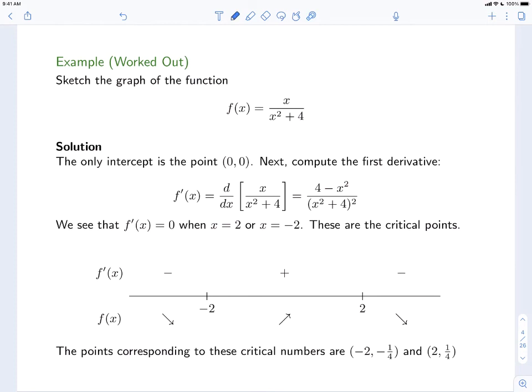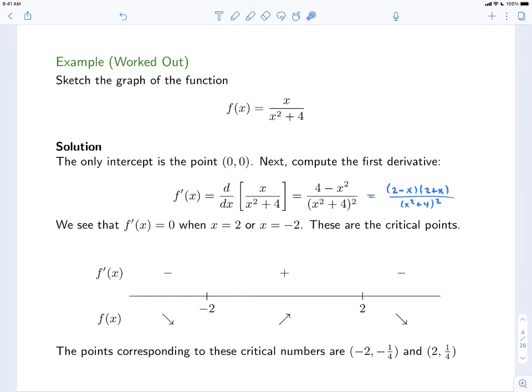We can just factor the numerator to get that: 2 minus x times 2 plus x, and of course this is divided by x squared plus 4 squared. There are no places where this derivative doesn't exist. You're never dividing by 0 because x squared plus 4 is always positive. So the only two critical points that we get are when the derivative is equal to 0, at x equals 2 and x equals negative 2.